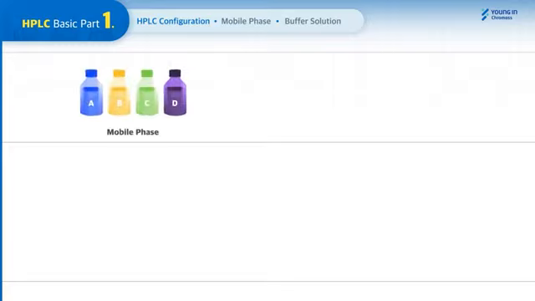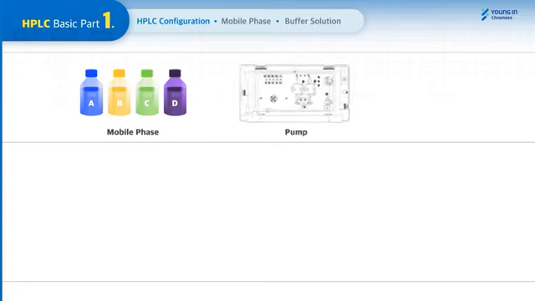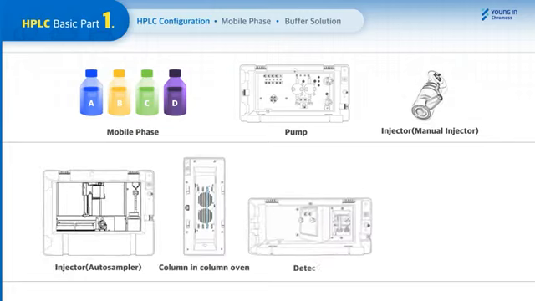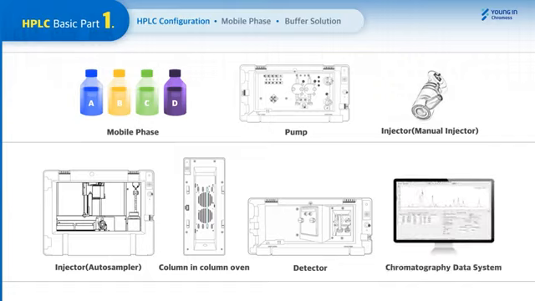Let's see how HPLC is configured. Generally, HPLC is configured with a mobile phase, a pump, which is also called a solvent delivery module, an injector, which can be either a manual injector or an autosampler, a column, a detector, and a CDS, chromatography data system.